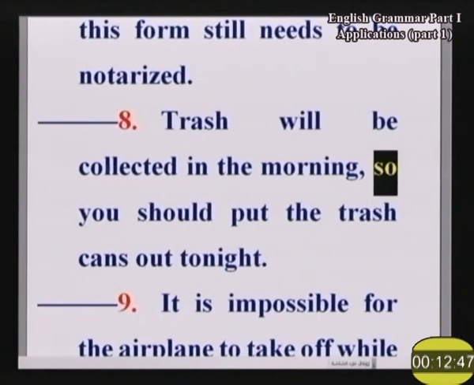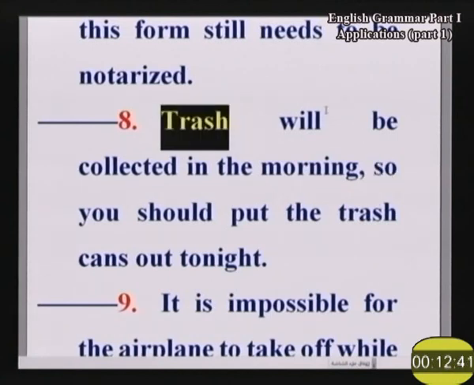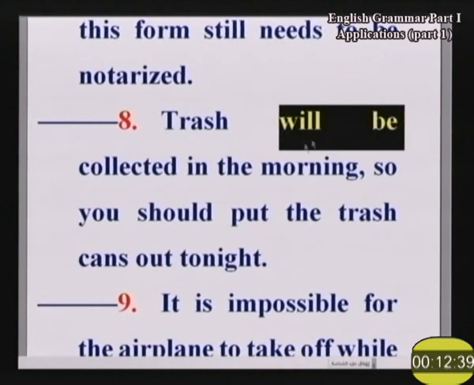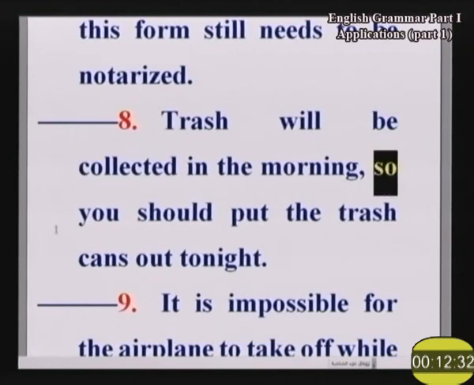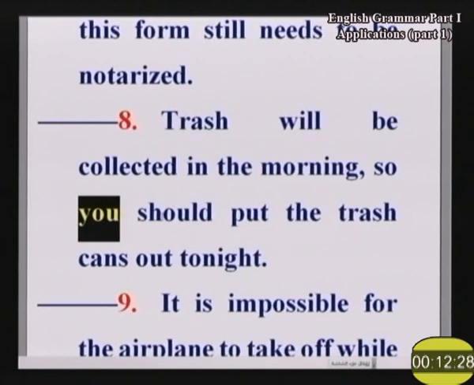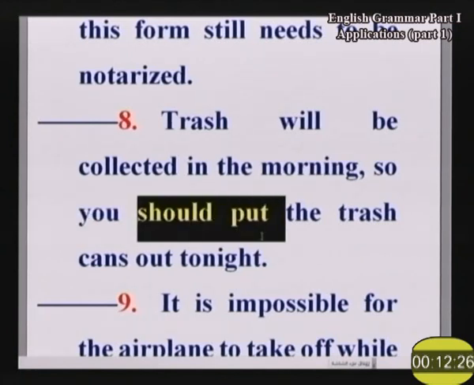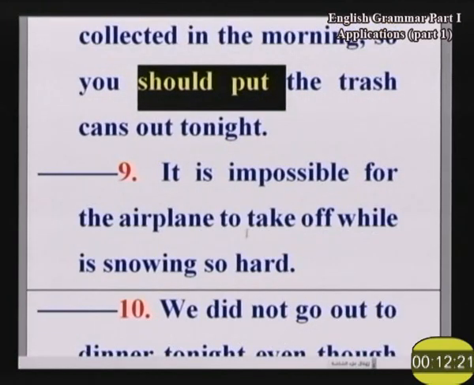All right, let's look at number 8. Trash will be collected in the morning. Trash is the subject, will be collected is the verb. Then so is the connector, then you is a subject, should put is the verb. All right? Number 9. It is impossible for the airplane to take off while is snowing so hard.